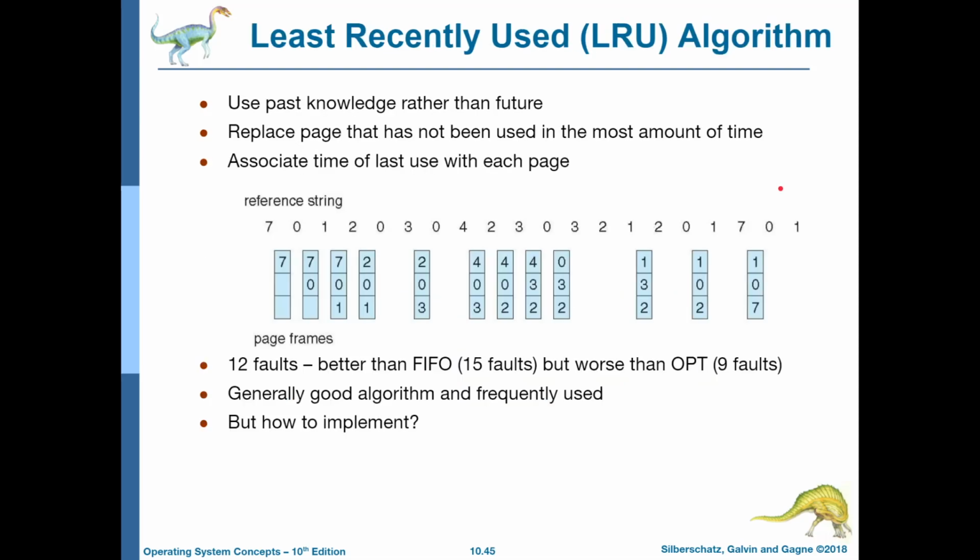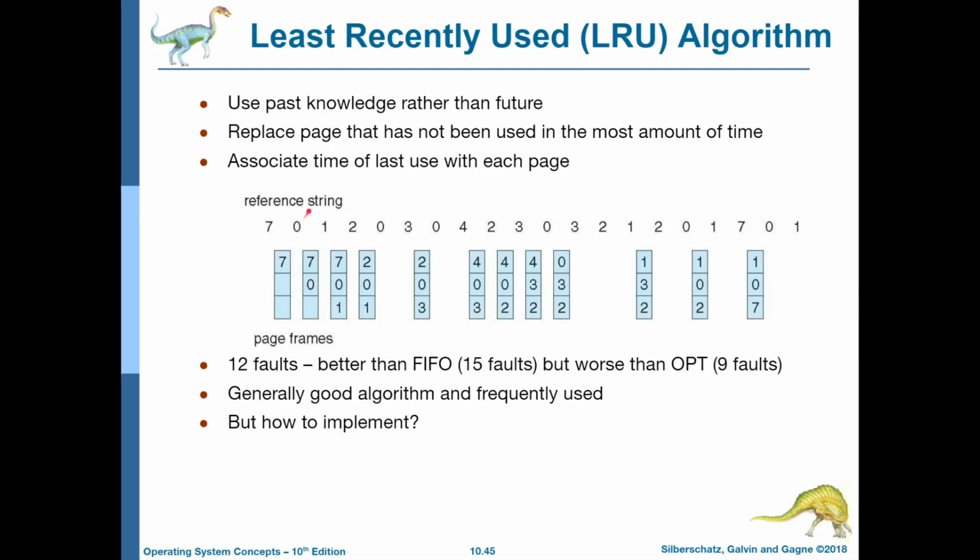Our last algorithm is called the least recently used algorithm. Now, instead of using future information, least recently used will use past knowledge. It's basically looking backwards and determining whether or not a page was recently accessed to decide which one should be replaced, which one will be the victim frame.